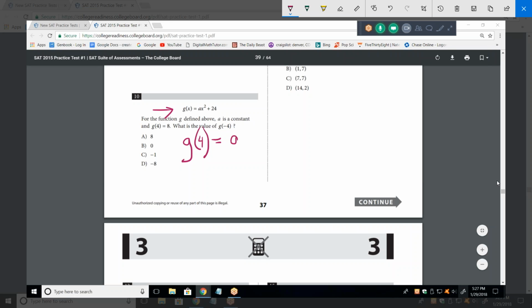A times 4 squared plus 24. Let's simplify that. 8. No, it's 16, not 8. It's 4 squared. 16. So it's 16a. I put the number in front of the variable just because that's the more standard way. Okay.